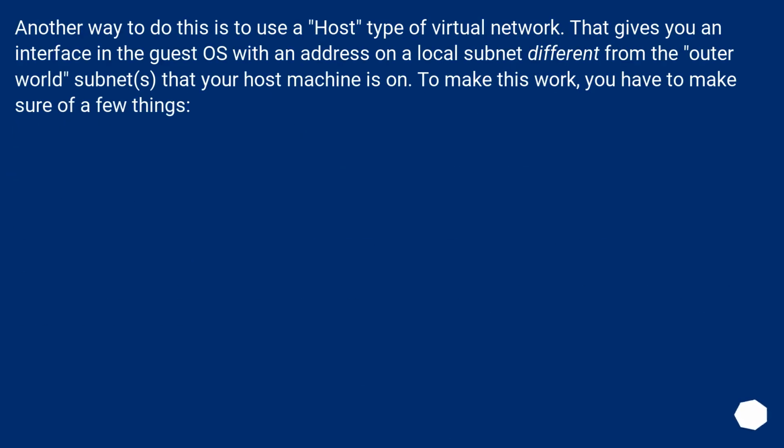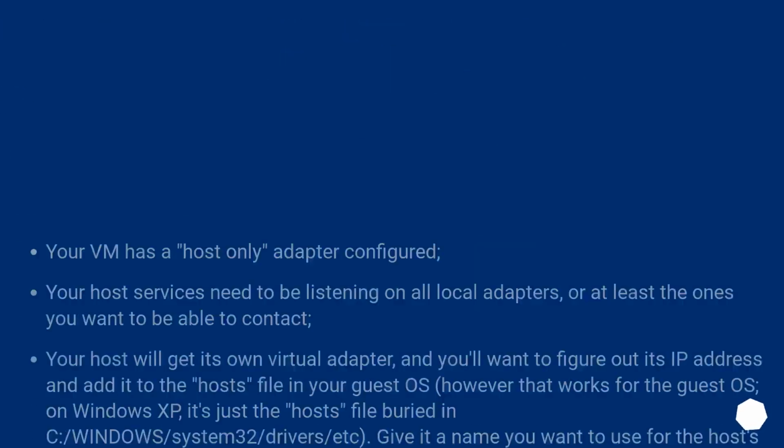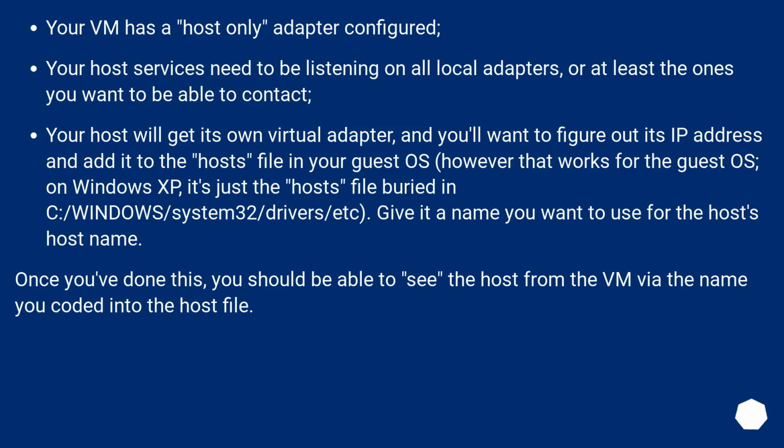Another way to do this is to use a host-only type of virtual network. That gives you an interface in the guest OS with an address on a local subnet different from the outer world subnets that your host machine is on. To make this work, you have to make sure of a few things. Your VM has a host-only adapter configured. Your host services need to be listening on all local adapters, or at least the ones you want to be able to contact. Your host will get its own virtual adapter, and you'll want to figure out its IP address and add it to the hosts file in your guest OS.